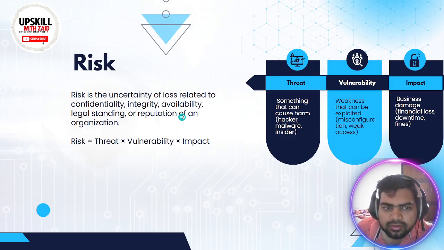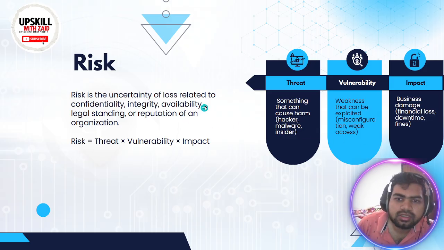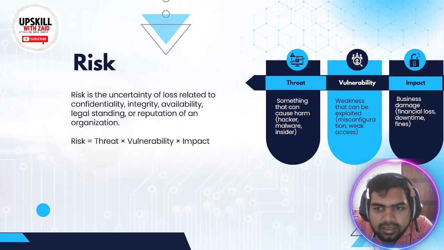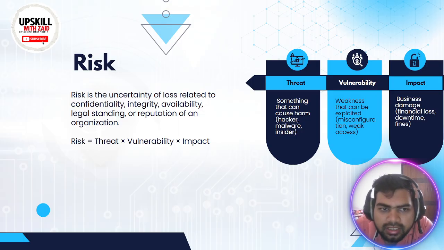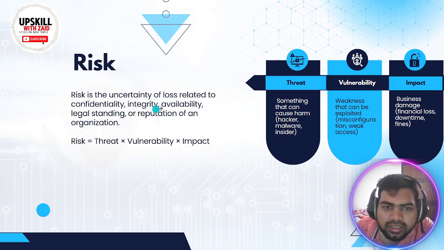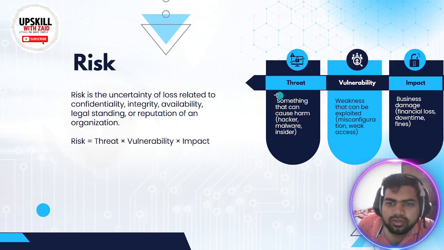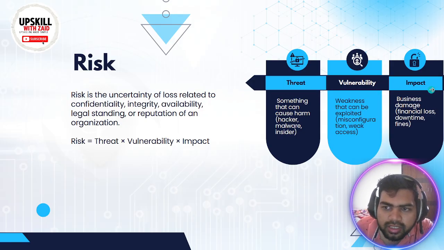Now moving forward to risks. We need to understand what risk is. Risk is any uncertainty of loss related to confidentiality, integrity, and availability. CIA is the pillar of cybersecurity: confidentiality, integrity, and availability. Any uncertainty which can cause loss or damage to the CIA, or the legal standing or reputation of an organization, is called risk. Risk is basically composed of three factors: threat, vulnerability and impact.